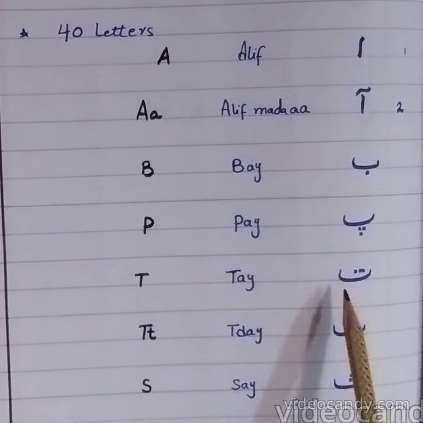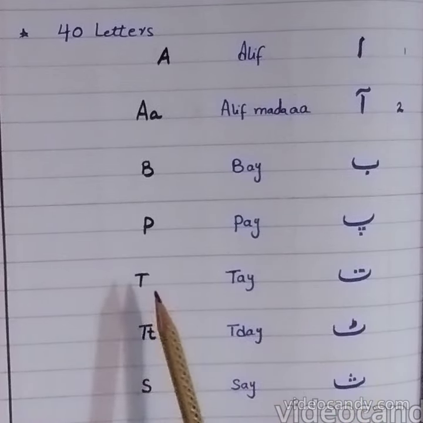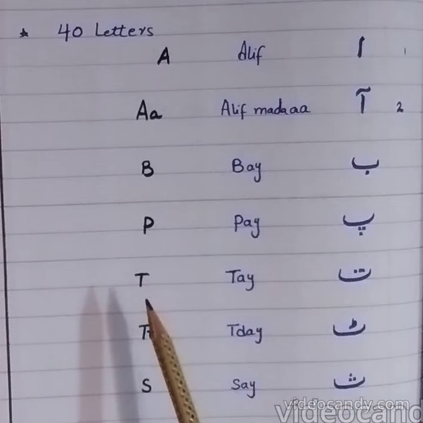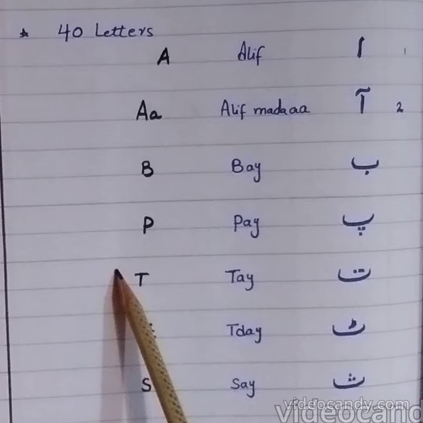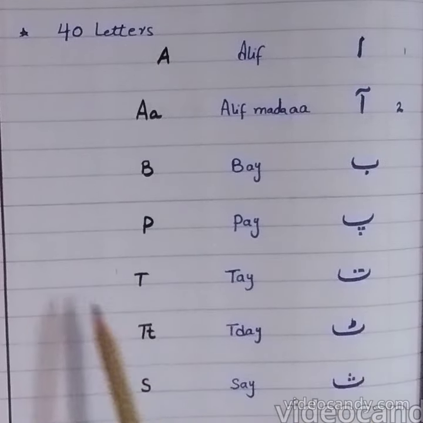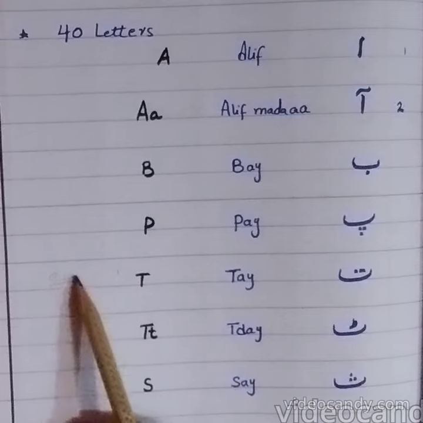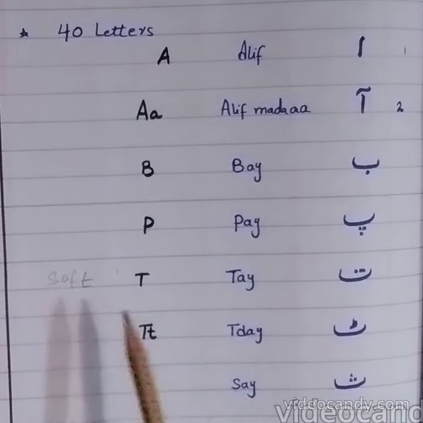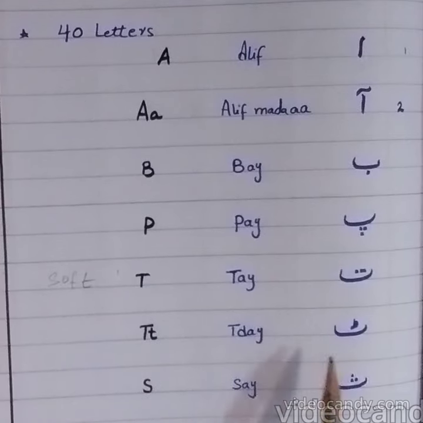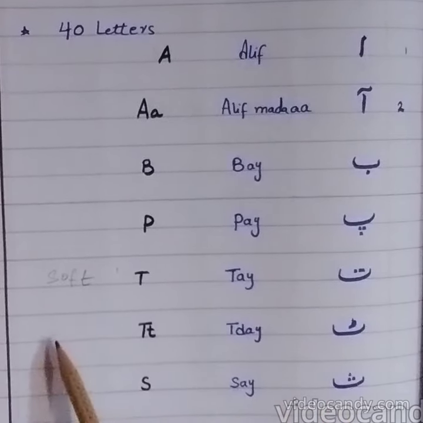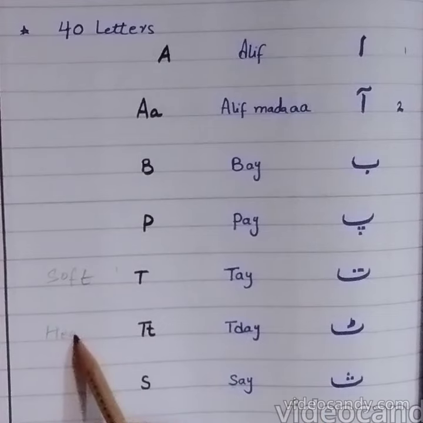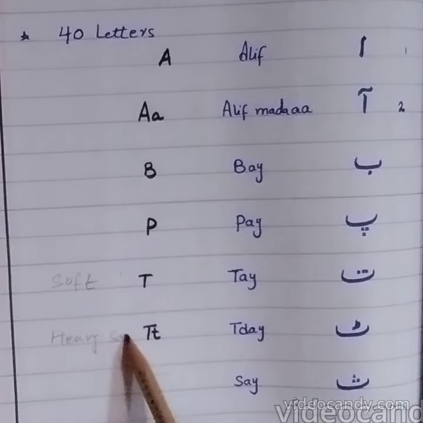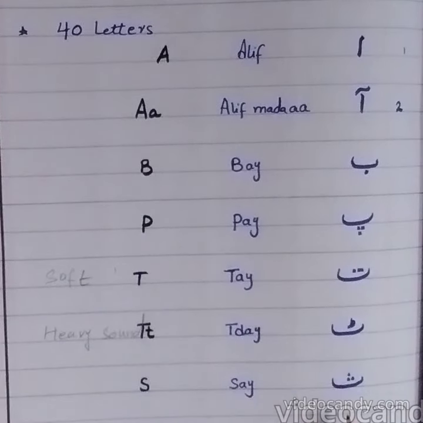If you look at the two te letters, there is a huge difference between the sounds of both alphabets. The first te gives a soft sound. The second te has a heavy sound. Another is se, sound of S. Se has the sound S.